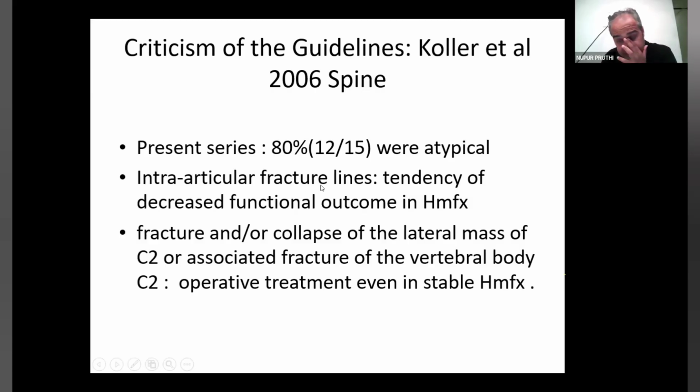We all know from our basic knowledge of orthopedics, what does presence of an intra-articular fracture imply? This means that the surgeon has to be very accurate with his reduction, and if you do not reduce these fractures properly, there's a tendency to have a poor functional outcome, especially the neck pain and other things in future.